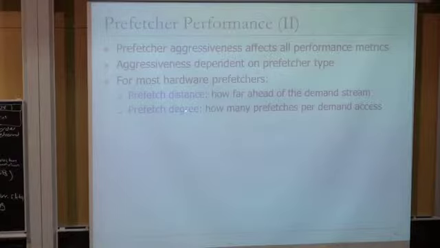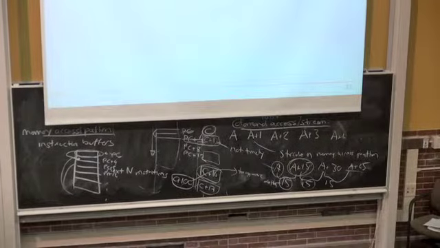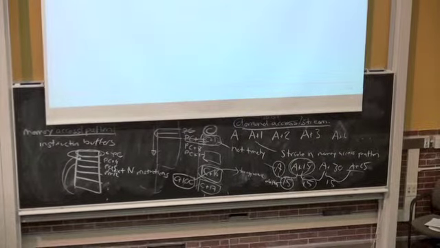And the prefetch degree. How many prefetches do you actually generate? Let's say the processor accesses A plus 15 and you know that the stride is 15. Do you generate 10 prefetches ahead? Or do you actually generate only 1?